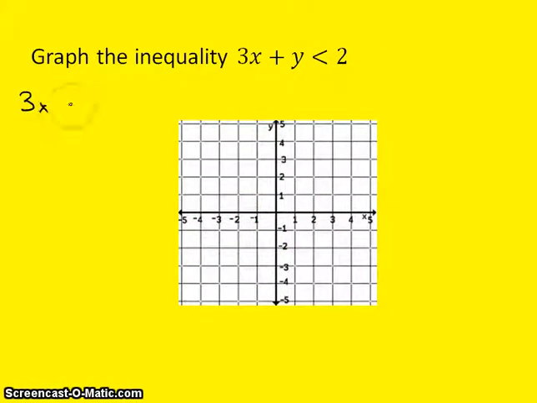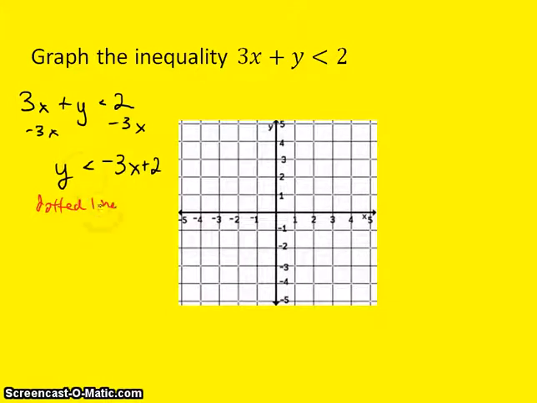Okay, again with this one, we have to get y by itself. So let's subtract 3x from both sides. There's our line. Note to self, dotted line. We'll make a note right here so we don't forget. Dotted or dash line.